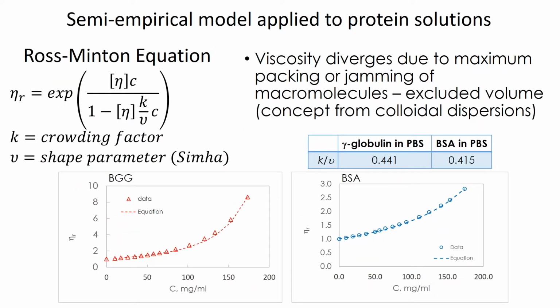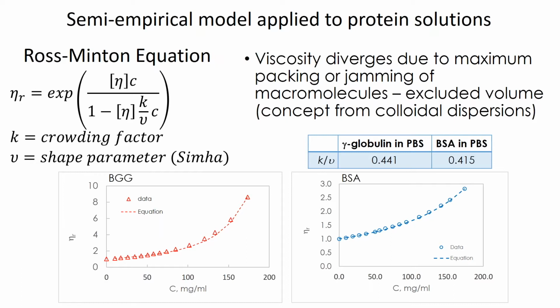So what do we know about the types of equations that are applied to protein solutions at higher concentrations? There's a semi-empirical model, a slightly modified version of what's already used in the world of colloidal dispersions. It's the RheoSense equation. It's basically saying that the relative viscosity behaves exponentially with this relationship for concentration, where it includes the intrinsic viscosity, which we've already talked about, but also what they call a crowding factor and a shape parameter.